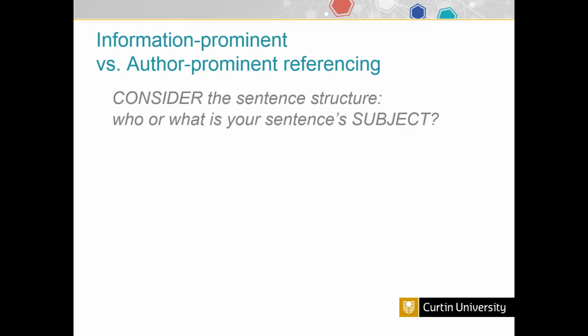Where we place the citation depends on what we consider as an author to be the most important part of the information. Is it the information that's being cited, or is it the author that's being cited? These two things describe information prominent referencing and author prominent referencing. And effectively what we're doing is thinking about what the subject of the sentence that we're writing needs to be.